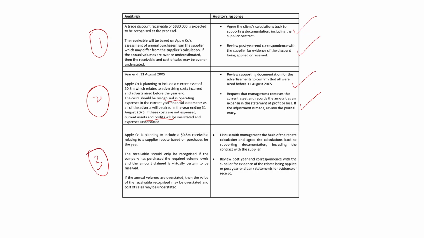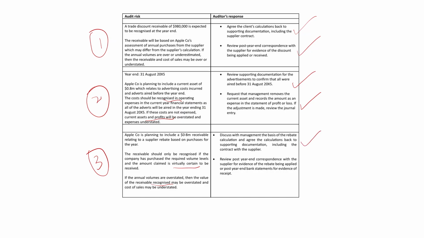In another example, they've included a receivable. Again, this is similar to the first one, relating to a supplier rebate based on purchases for the year. Exactly the same situation. They've just worded it in a different manner. They've booked this as a receivable, which can't be done unless it is virtually certain. My concern is that they might not actually be buying the volumes that need to be bought to get that rebate. And because of that, your receivables could be overstated.